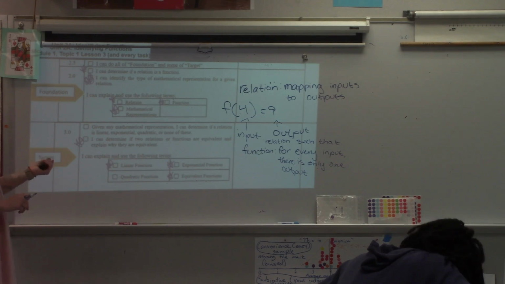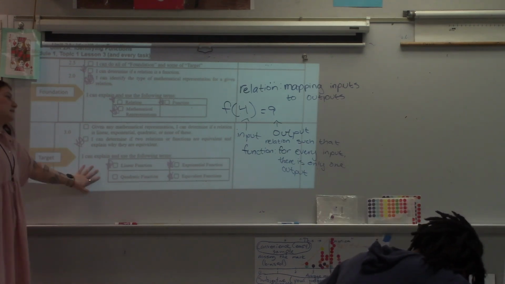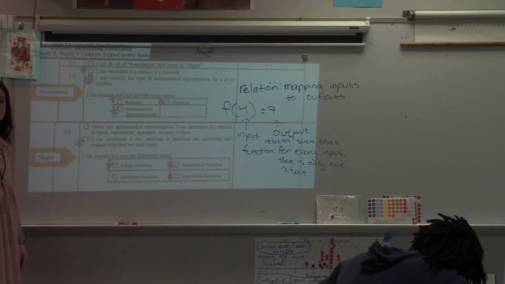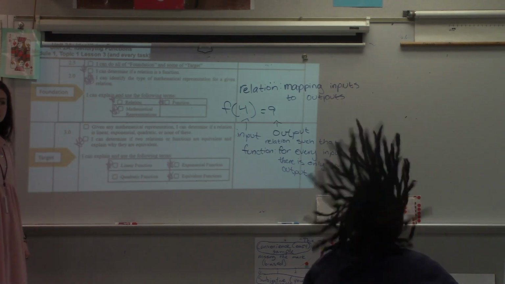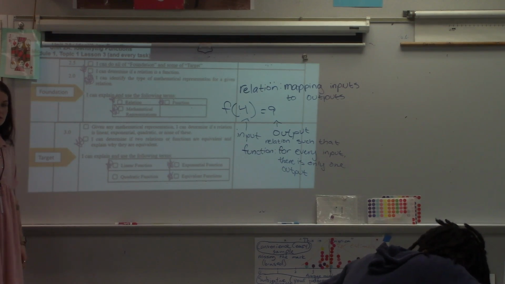We already went over our mathematical representations, just talked about those. What is the difference between linear and exponential? Linear is a straight line. What else is there about linear?